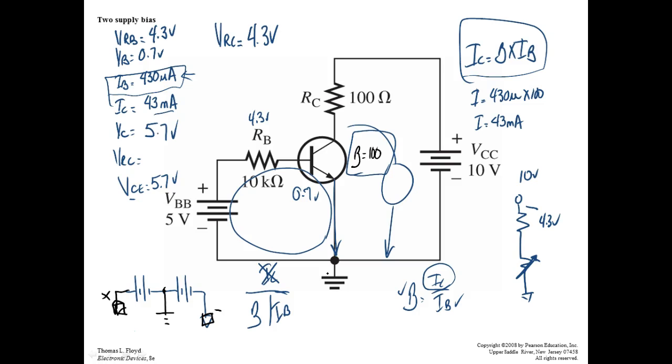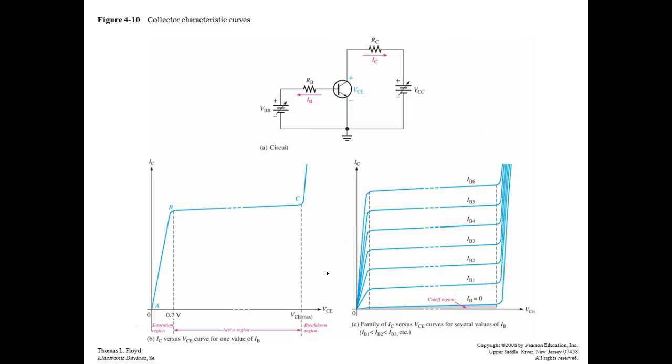Okay, the next thing they talk about, and I know it's almost time to go, is the next thing they cover in the book: these things called collector characteristic curves. And believe it or not, they don't give them to you anymore. Some data sheets still contain them. But what we can do is come up with a pretty good approximation of them just with the beta of the transistor.